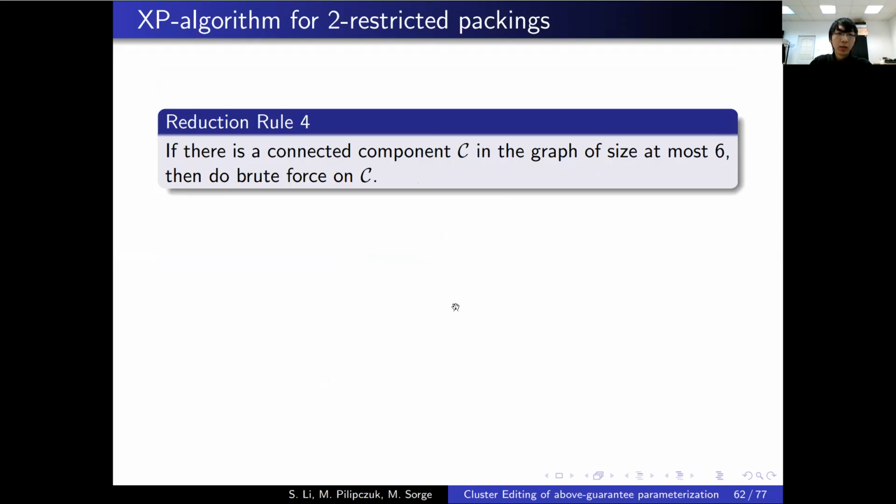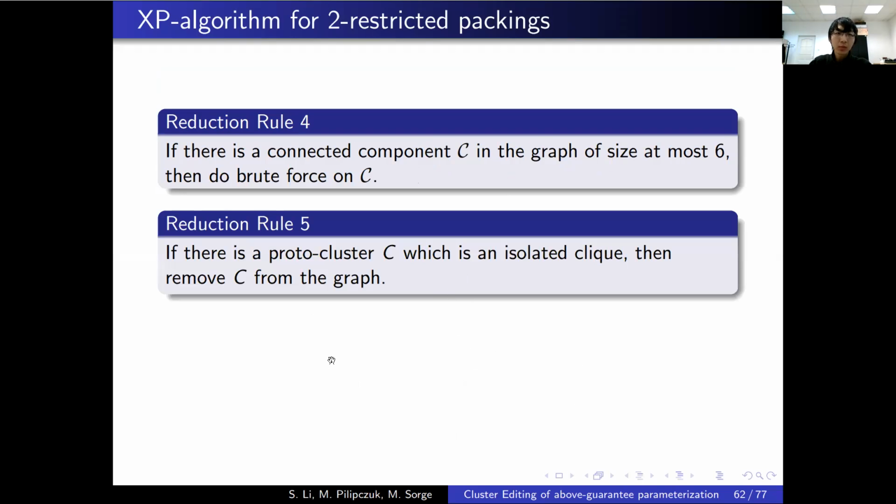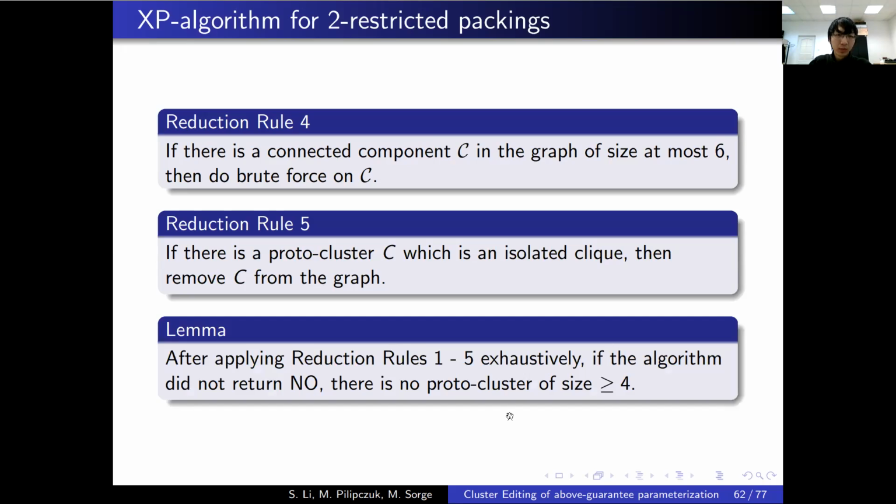Reduction rule 4 says that if there is a connected component C in the graph of size at most 6, then we do brute force. Reduction rule 5 says that if there is a protocluster C which is an isolated clique, then we remove C from the graph. After applying reduction rules 1 to 5 exhaustively, if the algorithm did not return no, then there is no protocluster of size at least 4.